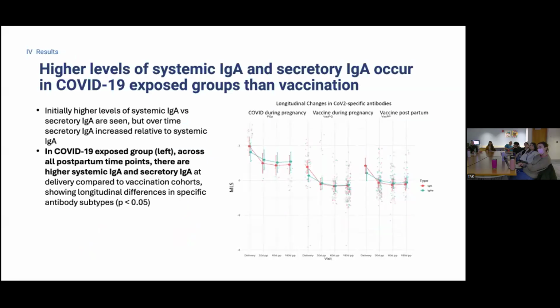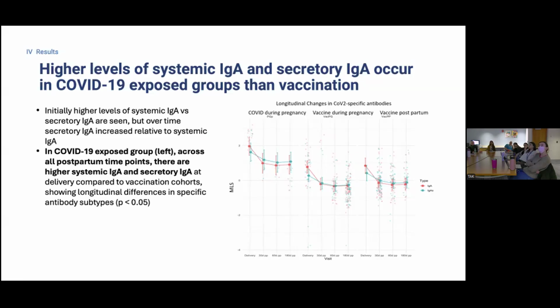Okay, so what we found was there are higher levels of systemic and secretory IgA in those who had COVID rather than vaccination. So if you look at this picture here, the systemic IgA is in red, and the green is secretory IgA. Initially, we see higher levels of systemic IgA, but over time, the secretory IgA increases relative to that systemic IgA.